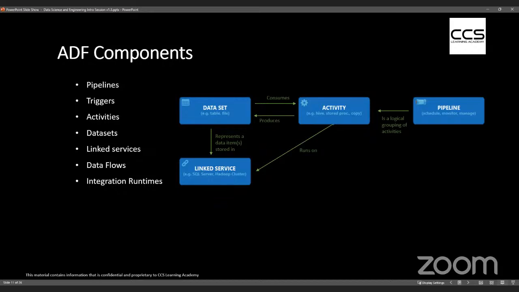And on the right-hand side, you see the relationship, right? How the pipeline contains multiple activities. Activities consume data from the data sets or provide data to the data set. And the data set is directly dependent on the linked services, right? As well as the activity also uses the compute, or the connection strings, provided by the linked service, and the linked service indirectly goes to the integration runtimes to get those compute services.